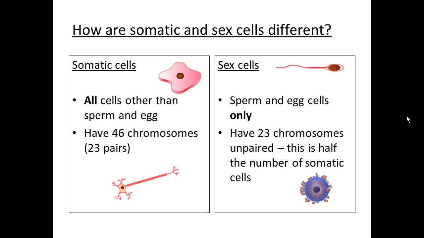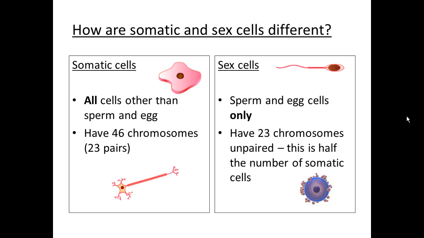Instead, the sex cells, which in humans are sperm cells for males and egg cells for females, contain just 23 chromosomes. They have 23 chromosomes unpaired. This is half the number of somatic cells. So in your body, you have two different kinds of cells, the somatic cells and the sex cells.